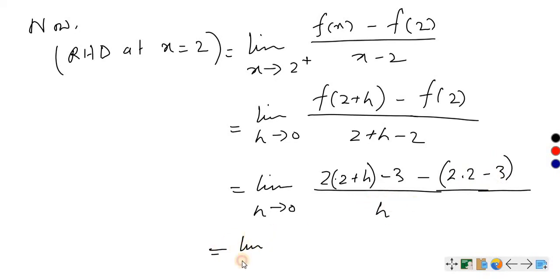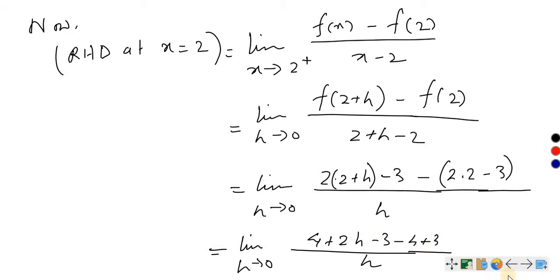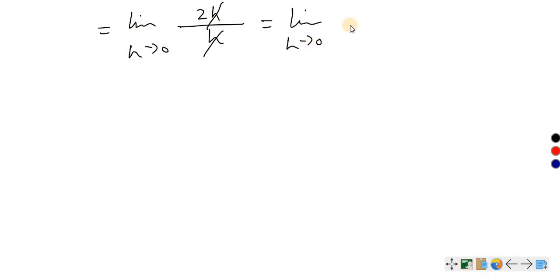So this can be further simplified to h tending to 0. If you just do the simplification here, I'll be getting 4 plus 2h minus 3 minus 4 plus 3 divided by h. So here 4 will cancel out, 3 will cancel out, only 2h by h will be left. Okay, so I will be writing equals limit h tending to 0 of 2h by h. So h is cancelled, I am left with limit h tending to 0 of 2, which is equal to 2. So here right hand derivative is this.